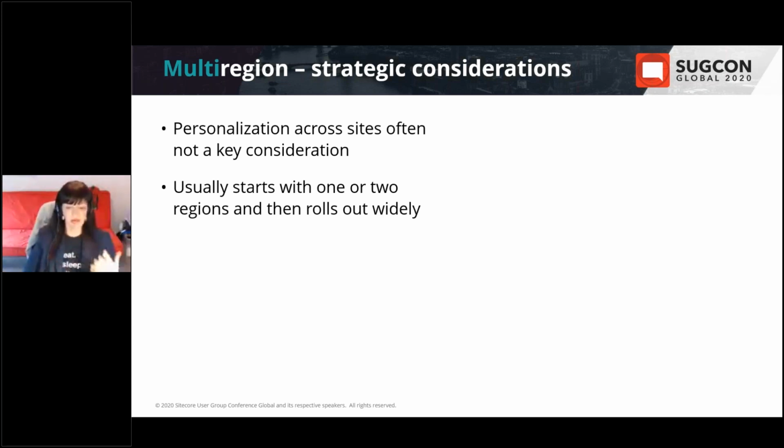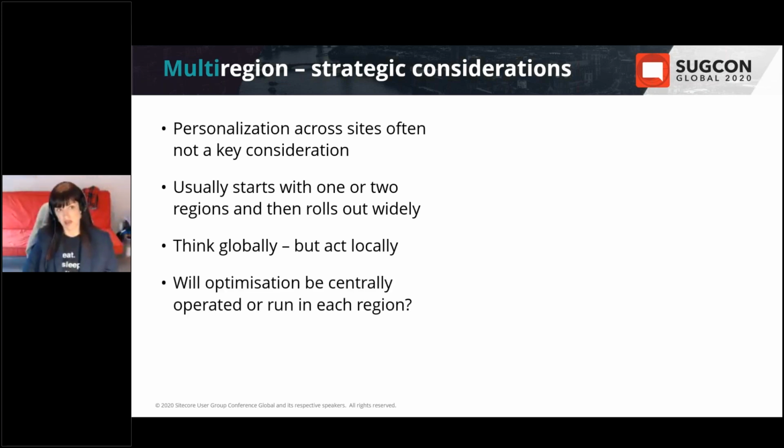So they build a couple in one particular area and then they roll it out more widely. When you're doing that, it can be tempting to start with that region and just focus on it. But it's really important that, while you're acting locally, you still think globally first. So you've got to think about things like, will the optimization be centrally operated or will it be run in each region? If you're going to have marketing teams or digital teams in each region or each country running everything, how are you going to coordinate? How are you going to collaborate across them?